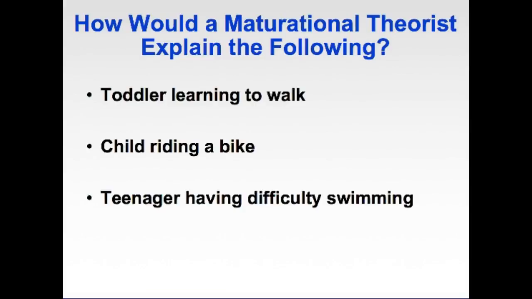How would a maturation theorist explain the following? A toddler walking, a child riding a bike, a teenager having difficulty swimming.